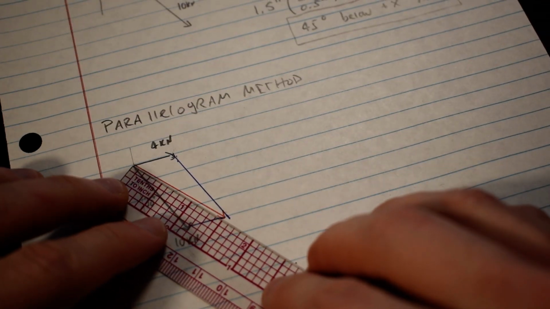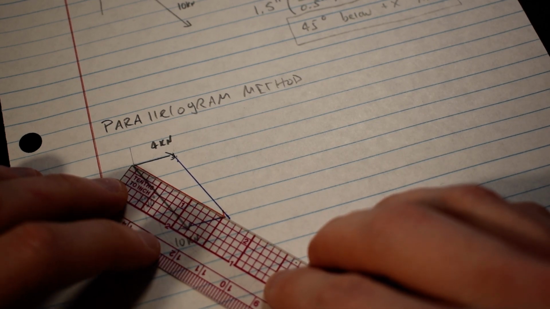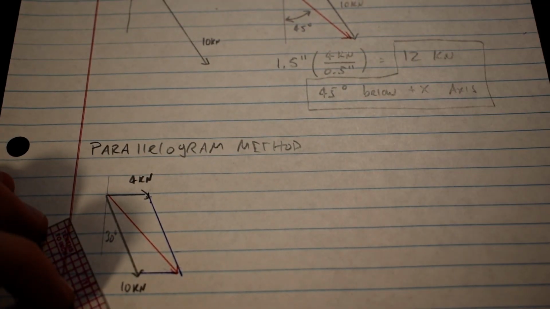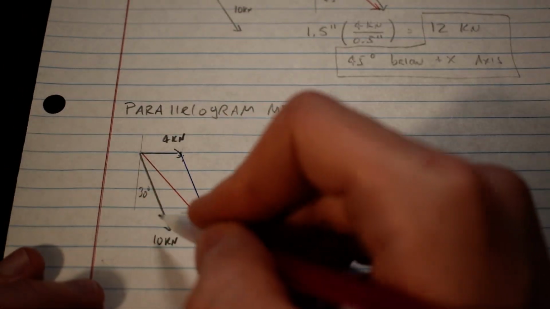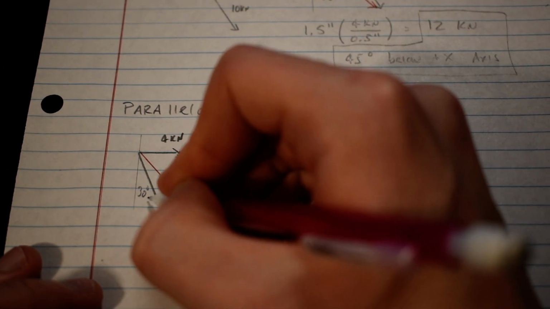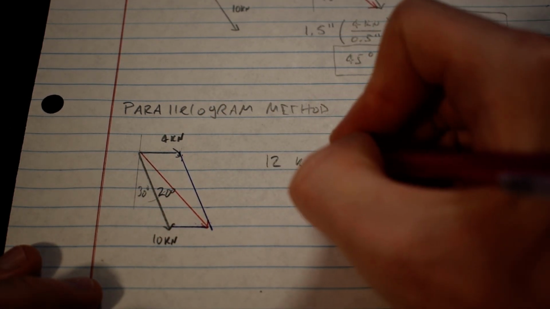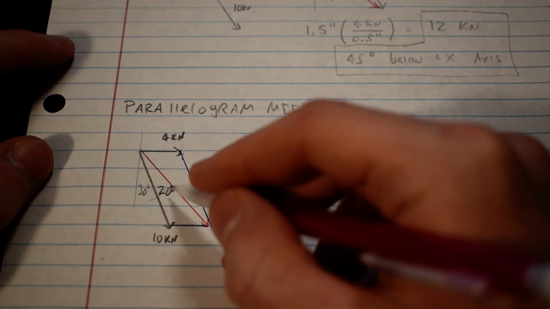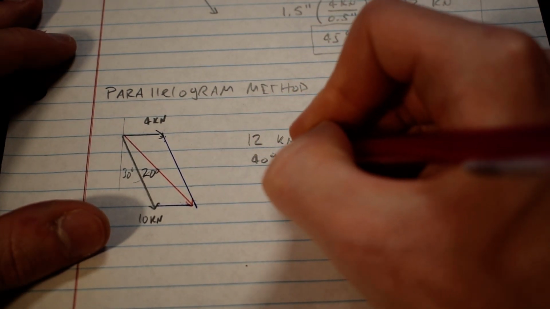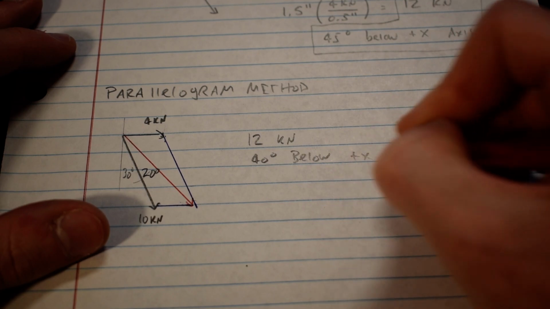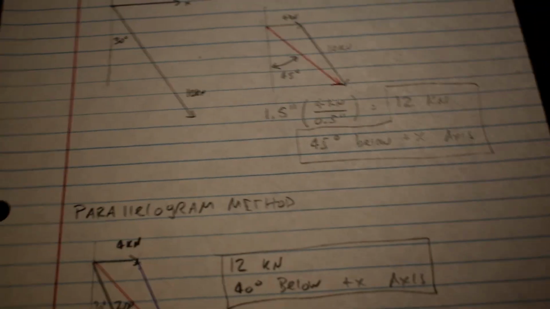And again, now it's time to measure because we're using a graphical method. So we'll go ahead and measure this line. And I see again, it's approximately 1.5 inches. Because we just did that calculation up here, we can say that our magnitude is going to be 12 kilonewtons. We estimate the angle by estimating this angle. I would say this is like 20 degrees. So it's going to be 50 degrees from the vertical, which means it's going to be 40 degrees below the positive horizontal. So 40 degrees below the plus x axis. So that is our answer using the parallelogram method.